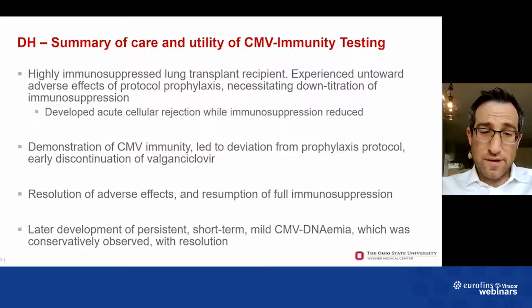to discontinue valganciclovir early. Upon discontinuation of valganciclovir, we found a resolution of his neutropenia, and we were able to resume full immunosuppression dosing. Later, about 3 months following discontinuation of his valganciclovir, he had a mild CMV DNA-emia, which was observed conservatively and resolved. And that's it. Thank you so much.